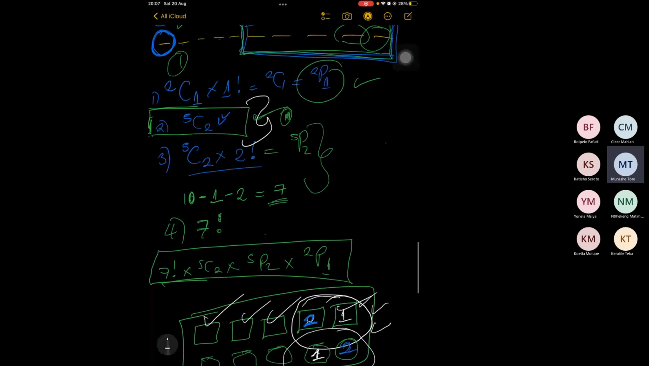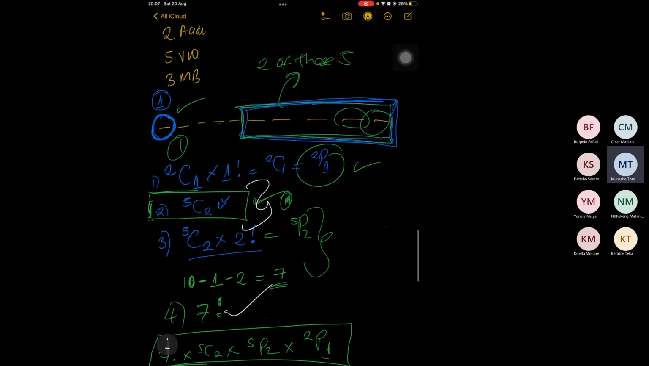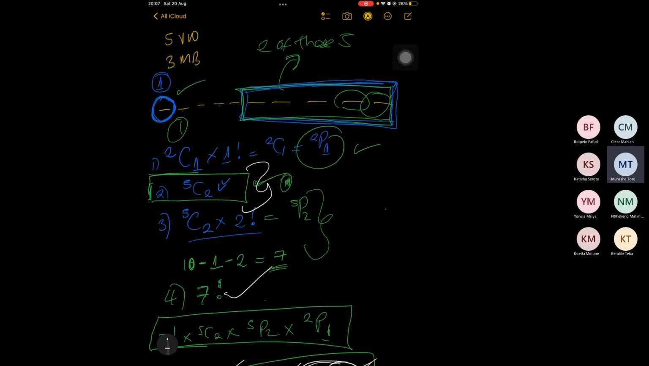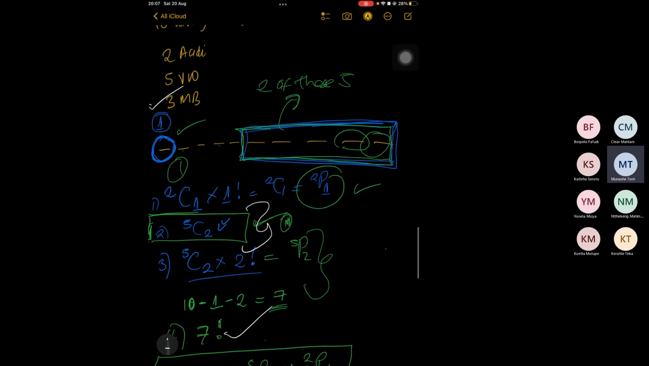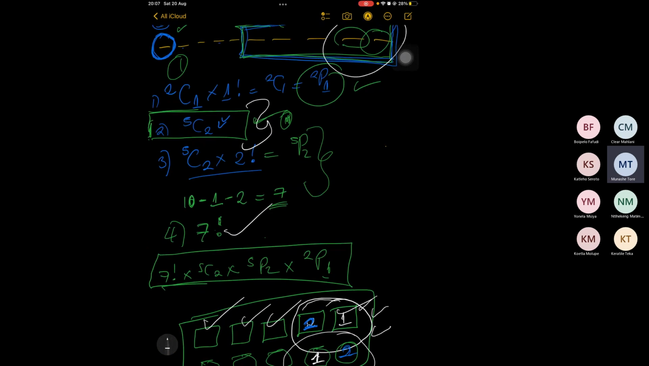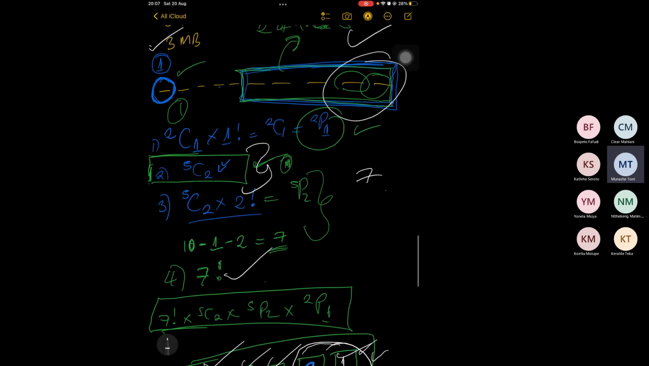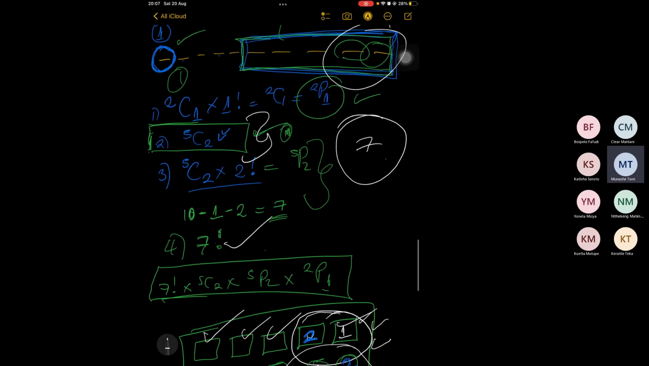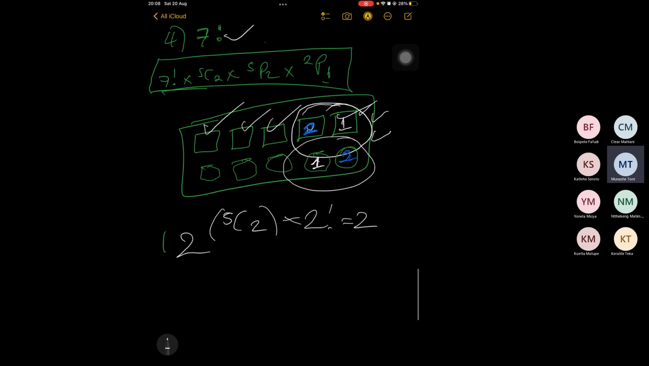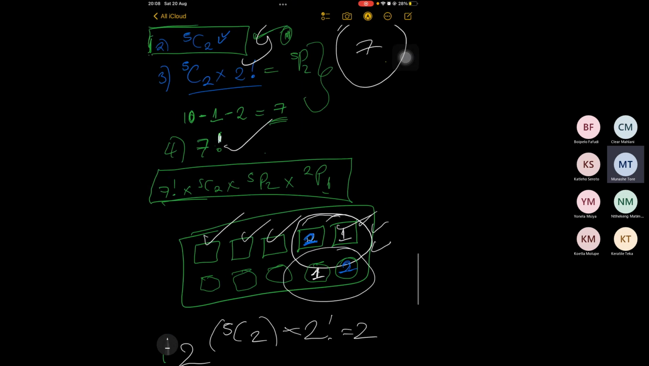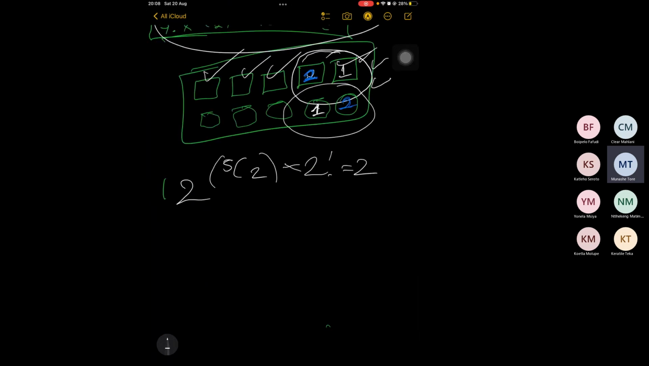Then for the 4th operation, 7 factorial, I said we have 1 specific position, then we also have 2 specific positions. How many positions are we left with? We are left with 7. Then of the 7 positions, in how many ways can we arrange these 7 cars? Just 7 factorial ways. So how you get your answer is the multiplication of all your operations. Then that's it. Is it fine?